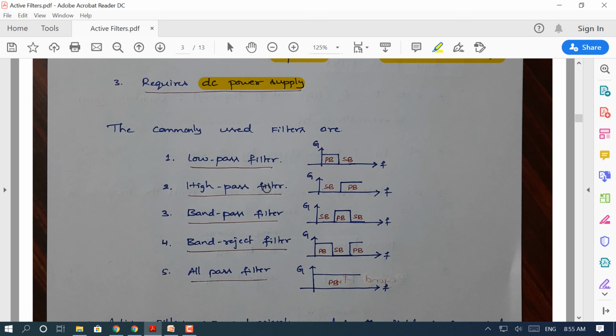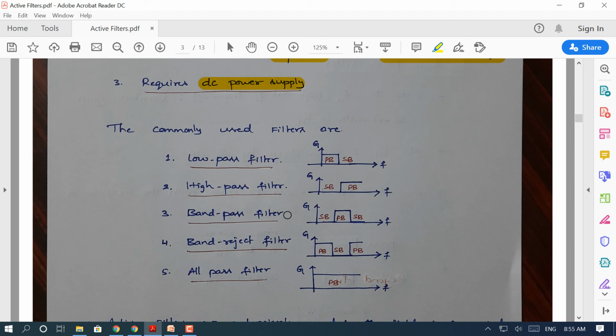A high pass filter passes frequencies above this FL. If I call the cutoff frequency FL here, above this frequency the high pass filter circuit passes all those signals. From 0 to FL, the circuit blocks it; it attenuates signals from 0 to the cutoff frequency FL. This is called the stop band. So the stop band exists from 0 to FL, and the pass band exists from FL to higher frequencies.